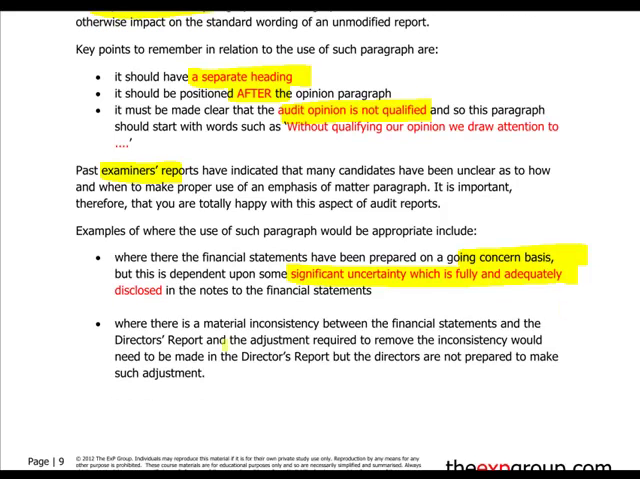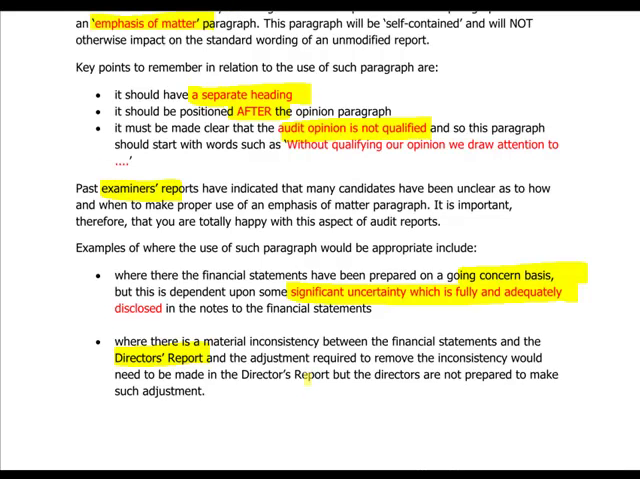Or where, for example, the director's report isn't consistent with the financial statements. Then this is also something that would require an emphasis of matter paragraph. The director's report is not the objective of the auditor's report. It's not subject to the audit, so we cannot express an opinion based on this.